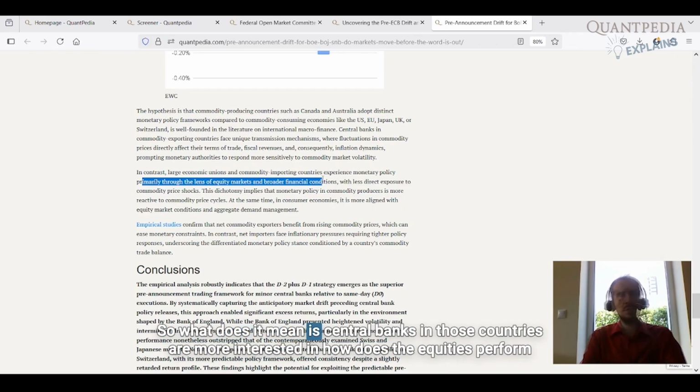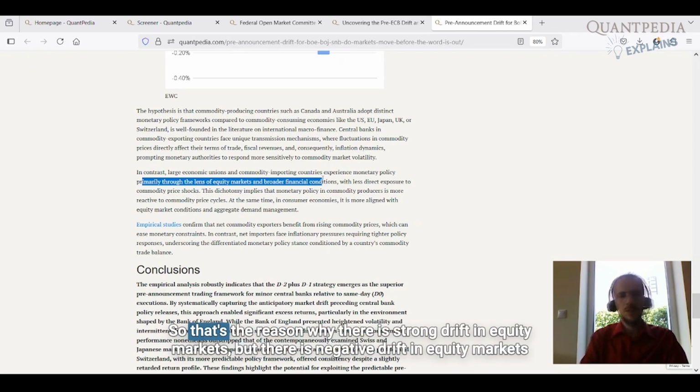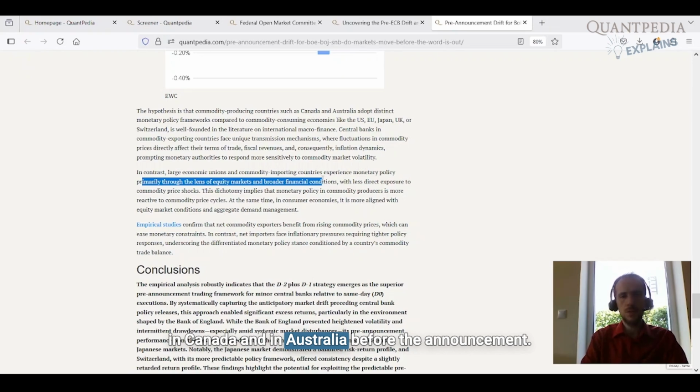What it means is that central banks in those countries are more interested in how equities perform and less interested in how commodities perform. So that's the reason why there is a strong drift in equity markets, but there is a negative drift in equity markets in Canada and in Australia before the announcement.